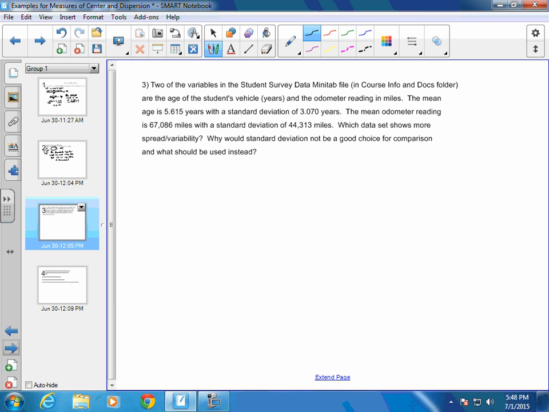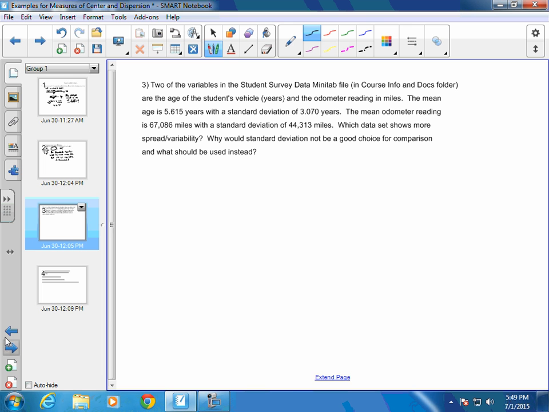Two of the variables in the student survey data Minitab file, which is in our course info and document folder, are the age of the student's vehicle in years and the odometer reading in miles. We're given that the mean age is 5.615 years with a standard deviation of 3.070 years. The mean odometer reading is 67,886 miles with a standard deviation of 44,313 miles. Which data set shows more spread or variability? Why would standard deviation not be a good choice for comparison here? And what should be used instead?